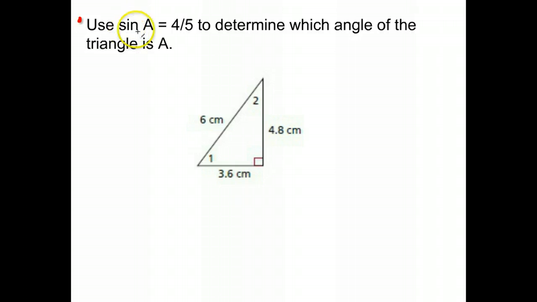This question says the sine of A is 4/5. Determine which of these angles in the triangle is angle A. Is it angle 1 or angle 2? So what we're going to do is, okay, if the sine of A, if the ratio is 4/5, if it's reduced and simplified, what fraction or what decimal is that? So I just go 4 divided by 5.